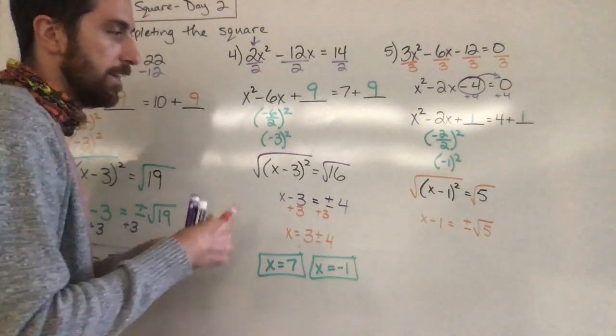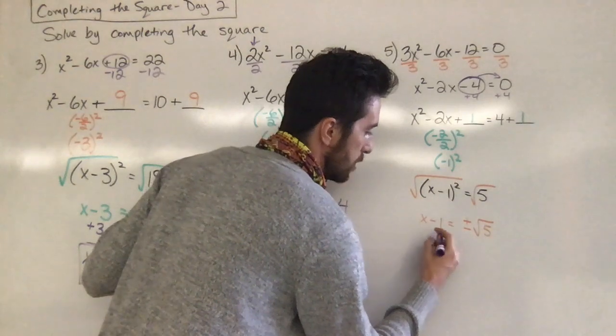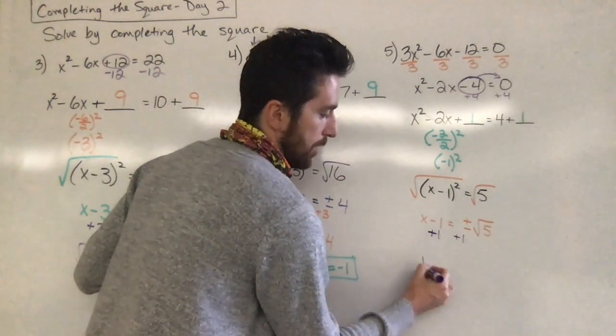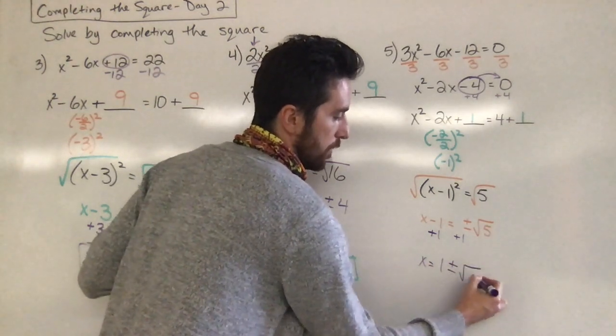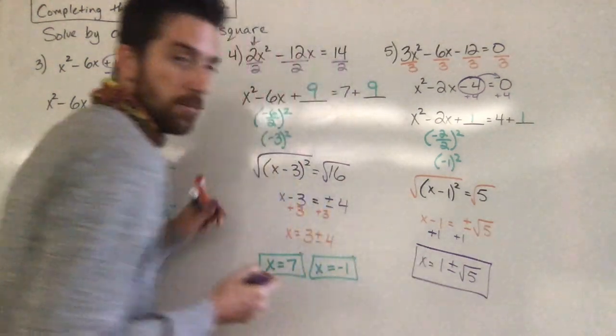And then we just got to get rid of that minus 1. So we're going to add 1 to both sides. Plus 1, plus 1. X equals 1 plus or minus the square root of 5. Can't simplify that anymore.